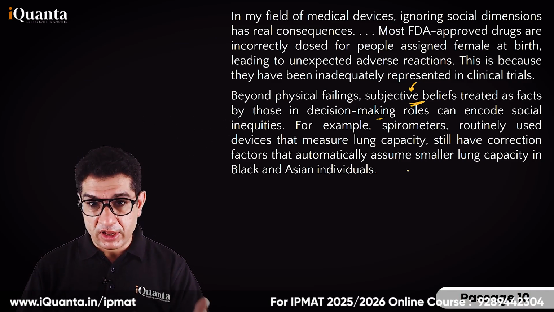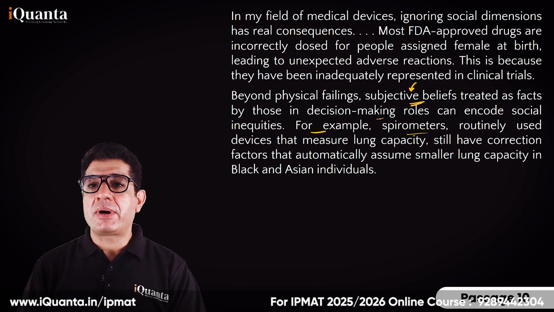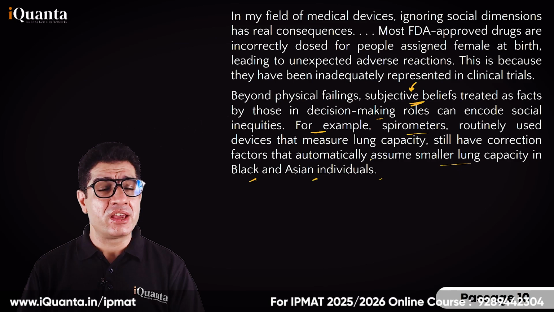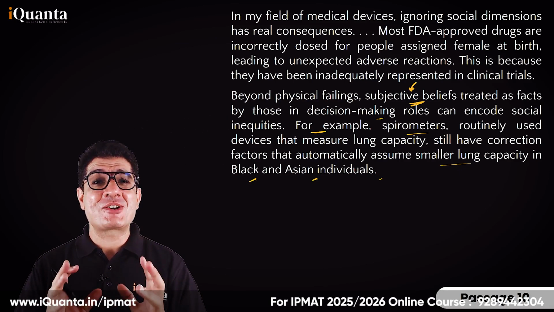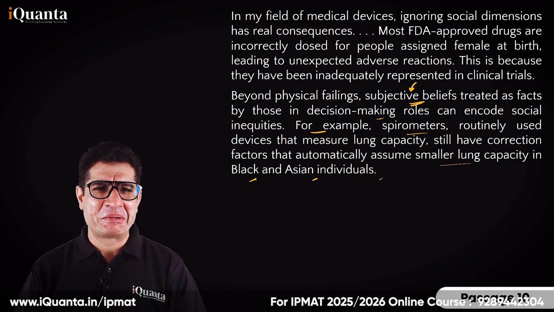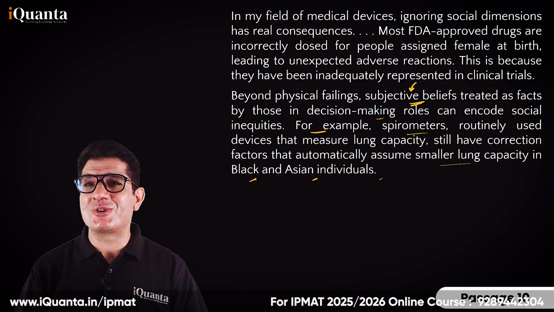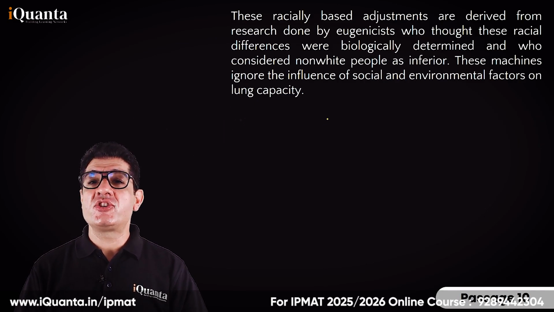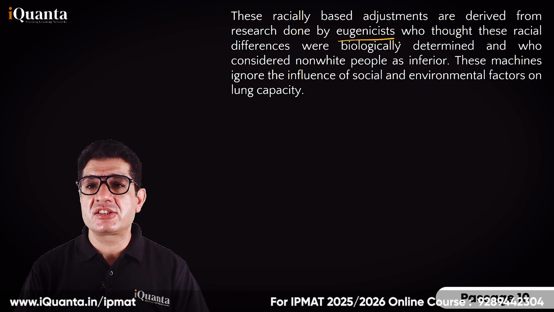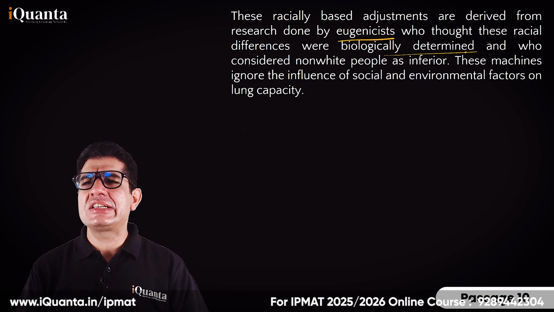For example, now moving back to the passage, for example, spirometers, routinely used devices that measure lung capacity, still have correction factors that automatically assume smaller lung capacity in Black and Asian individuals. Hey, so are my lungs less powerful than a Caucasian male, a white male? There are some people in the medical fraternity who at some point of time definitely thought so. Okay, next. These racially based adjustments are derived from research done by eugenicists who thought these racial differences were biologically determined and who considered non-white people as inferior.